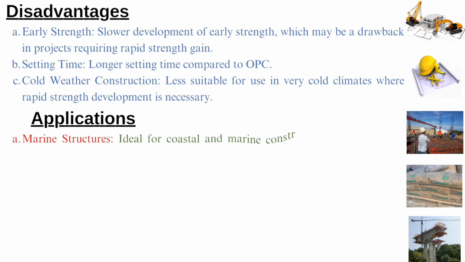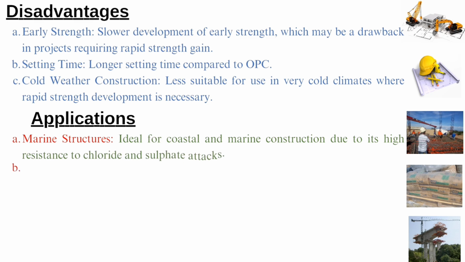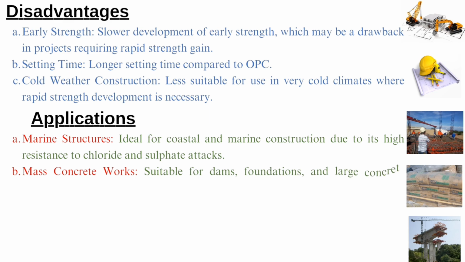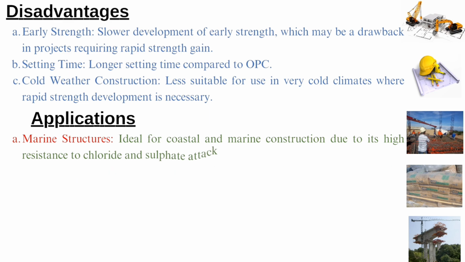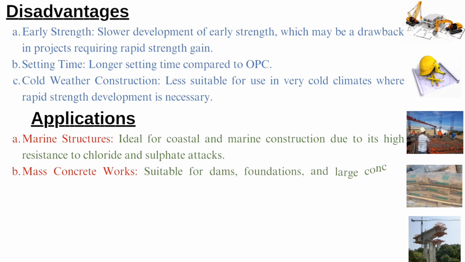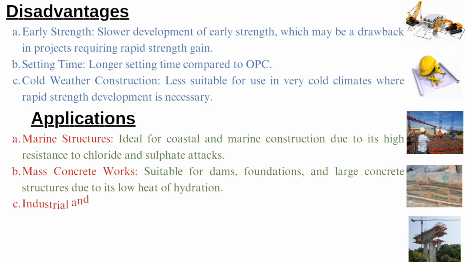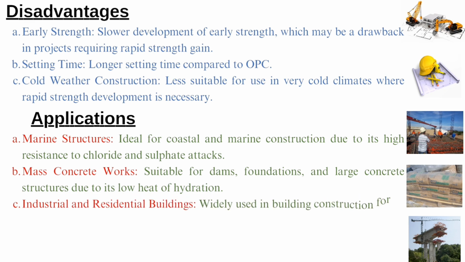So what are the applications of Portland slag cement? Marine structure. It is ideal for coastal and marine construction due to its high resistance to chloride and sulfate attacks. Mass concrete works. It is suitable for dams, foundation and large concrete structures due to its low heat of hydration. Then it is widely used in building construction for its durability and cost effectiveness. Then it is also used in construction of highways and bridges due to its long-term strength and durability.